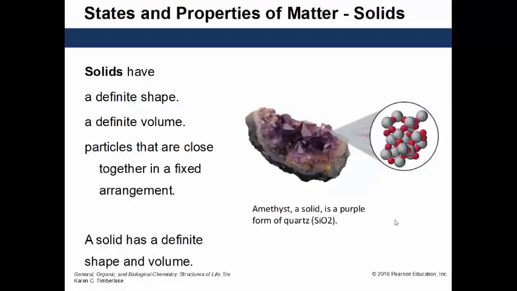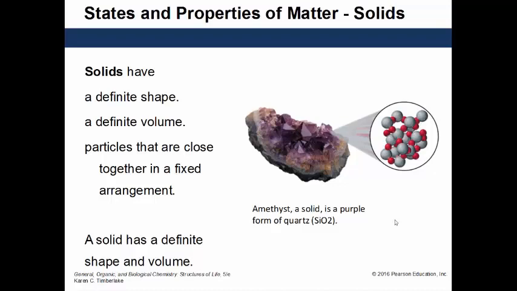All right, next we'll move on to the states of properties of matter. And the first one we'll talk about are the solids. Now, solids have a very definite shape and a very definite volume. The particles that make up solids have a very fixed arrangement, and they're very, very close to each other. Anything that is solid has a definite shape. It doesn't change its shape depending on its container or where you put it.